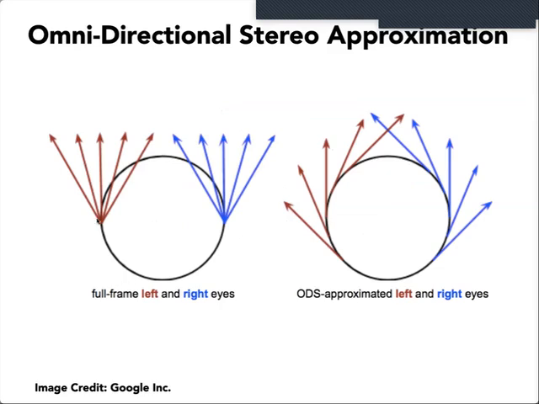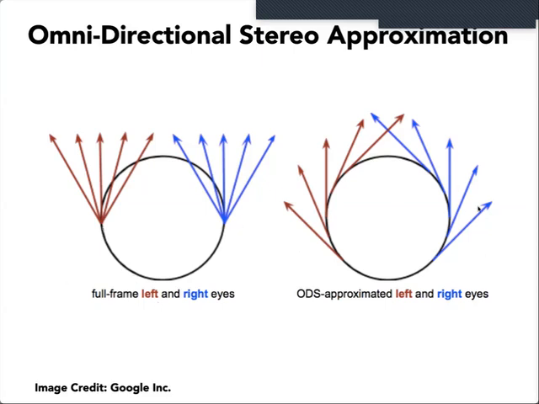So instead of full frame left eye and right eye, you approximate this set of rays over here by this set of rays here. Okay, you see what happened? The origin point of each of these rays is slightly different. They're not all located at the same location, but it might be okay. You can sort of try to figure out when it'll look wrong.